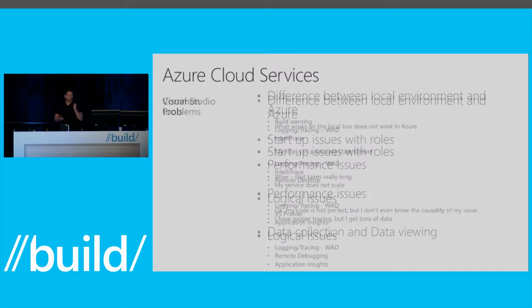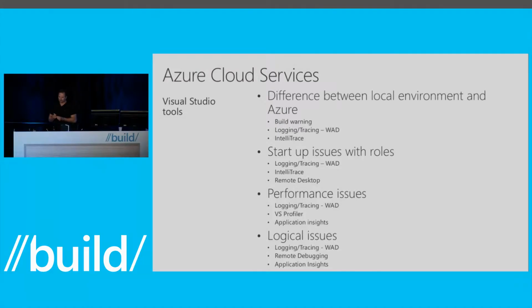So with that, I'm going to switch to the slide that shows basically what you can use in Visual Studio. So for difference between local environment and Azure, it's really, I know it's subtle. How many of you have deployed cloud services, by the way? Okay, so you may have not even noticed it, but when you hit the Publish button in Visual Studio, we bring up the activity window.